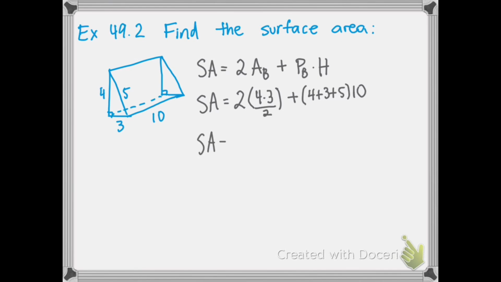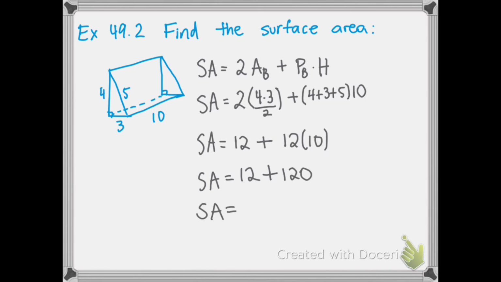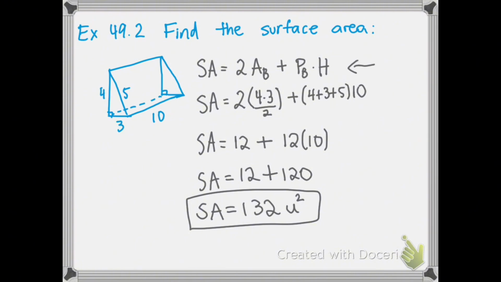Finally, we simplify these using PEMDAS very carefully. And then we have to add 12 plus 120, and the answer is 132. Again, we don't have the units, so we'll just put square units. Another simple exercise because we have the formula and we just have to follow it.